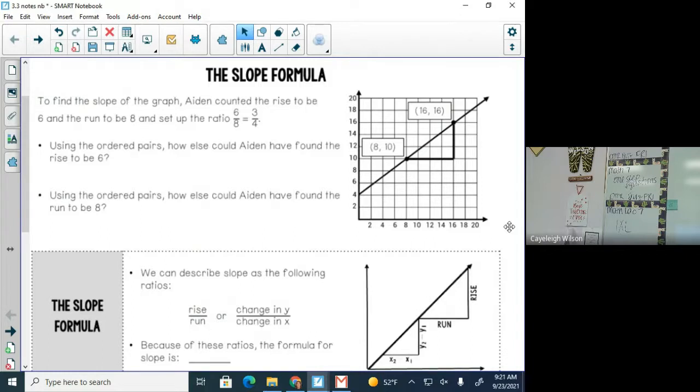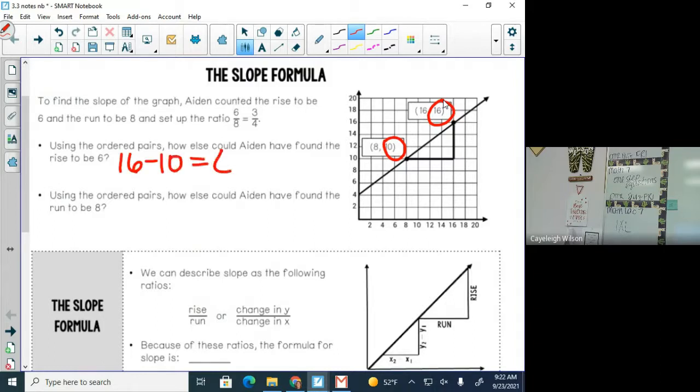Run to be 8. And he set the ratio 6/8, which is 3/4. Using ordered pairs, how else could Aiden have found the rise to be 6? And we talked about that yesterday. So rise is talking about the y values. When you rise up, it's talking about the y values. So when I look at these ordered pairs of 10 and 16, how else could I say that he rose 6? Subtracting. So we could say that 16 minus 10 is 6. And that's the y coordinates.